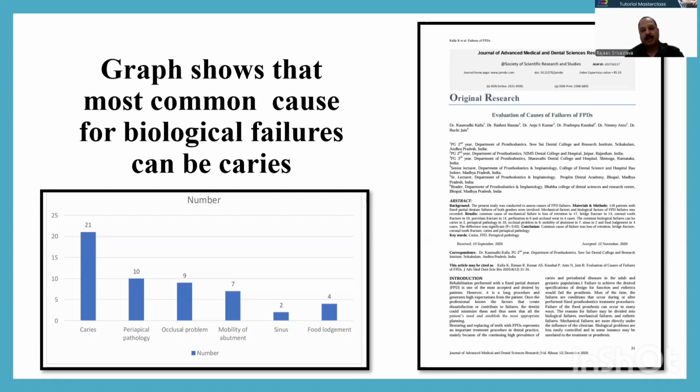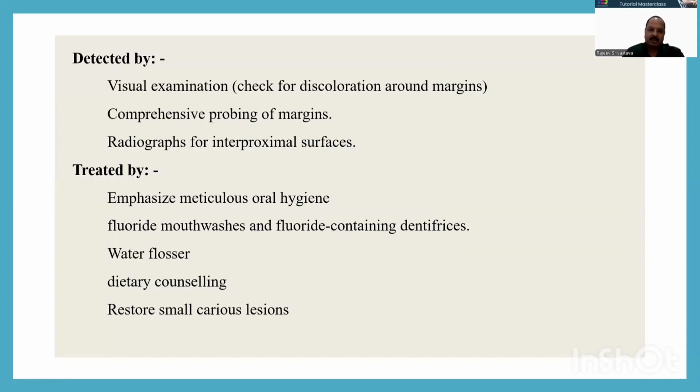Okay, the second number is periapical pathology, but mainly caries. How we can rectify it: first is how you detect it. You can detect it with the help of visual examination. Check for discolorations around the margin, or you can use an anti-caries solution, apply the solution and see the change in the color. Then comprehensive probing of the margin, and radiographs of the proximal surfaces.